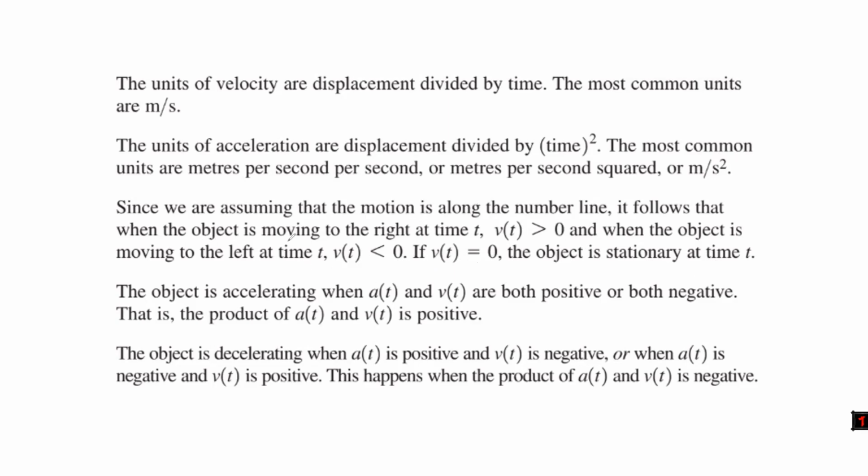So here, when the object is moving to the right at time t, it means speed is positive, because we are getting farther from the starting point. If we're moving to the left along the line, it means speed is negative. The object is accelerating when a of t and v of t are both positive or both negative.